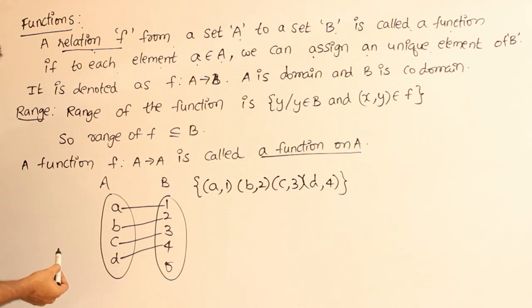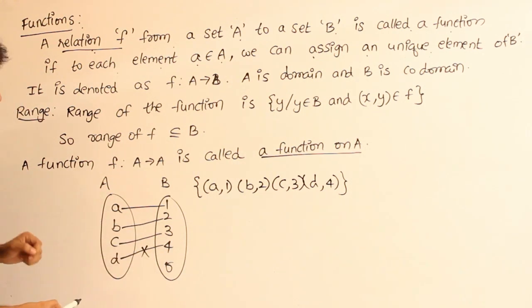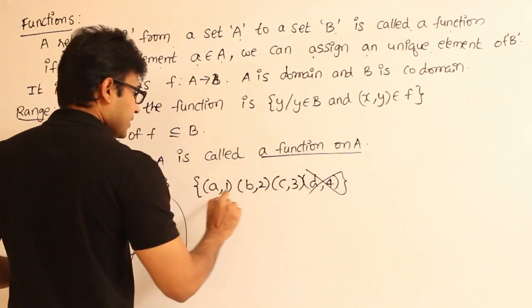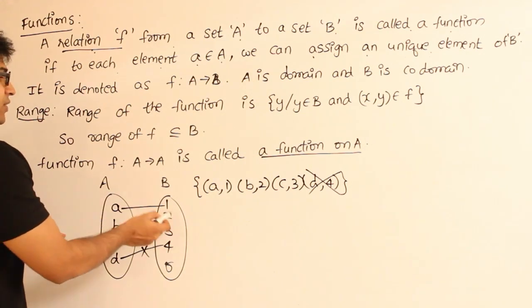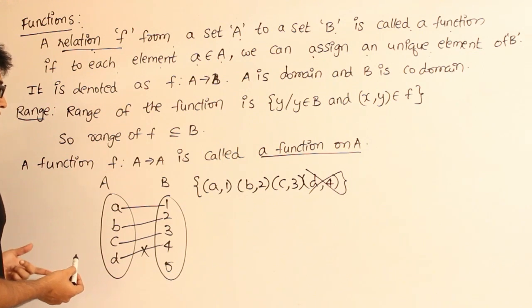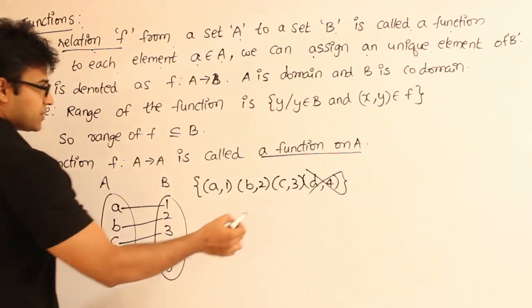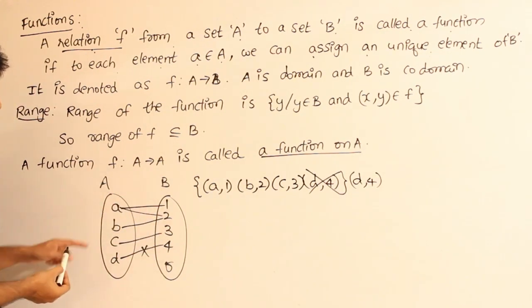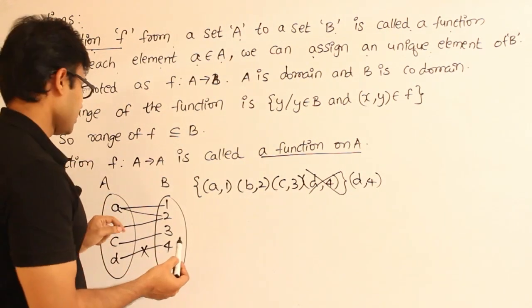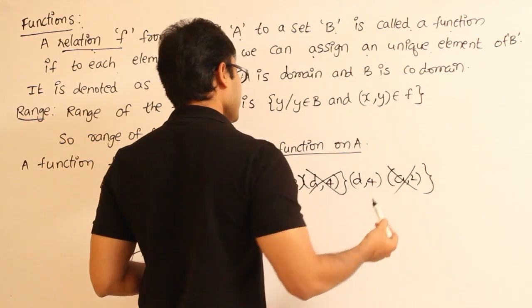Now what will not qualify as a function is if you don't have this. If d is not being assigned to any of this, which means if you don't have this ordered pair, then this relation cannot be a function, because every element in A should get exactly one element in B. Or what will not be a function is if you have, let us say, d comma 4 as well in this. Along with this, if a is related to more than one element, if you have a comma 2 as well, then also it will fail to be a function.